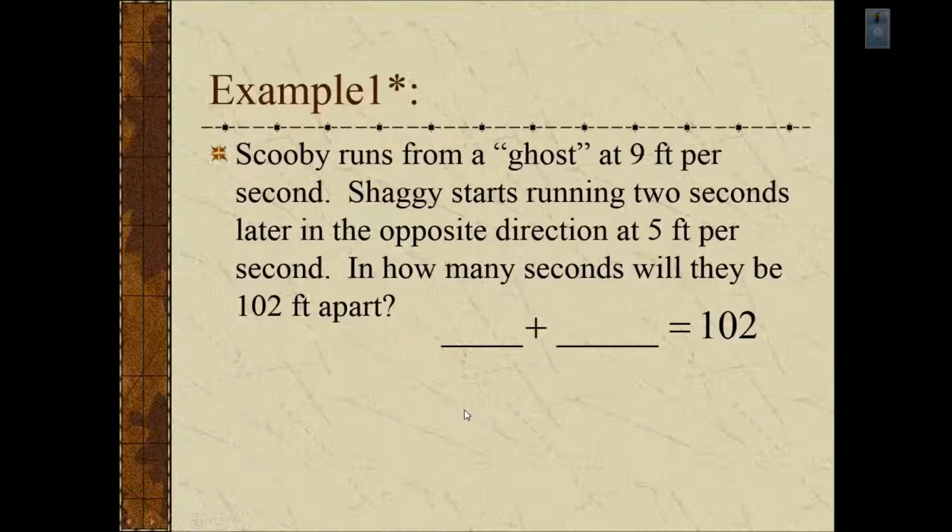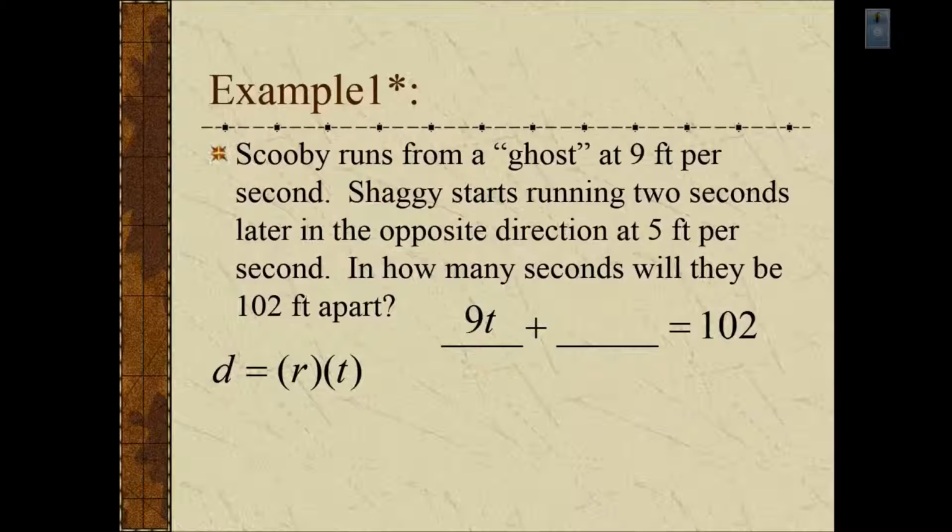We're going to try to fill in the first blank with the distance that Scooby runs. We're going to need to remember a key fact here, that distance is equal to rate times time. Remember that relationship, rate times time. We're going to see it a few more times in the future. Distance is rate times time. Up in the problem, it tells us that Scooby's rate is 9 feet per second. I'm just going to call the time that he runs t. That's sort of what we're looking for here. How many seconds will they have to run before they're 102 feet apart?